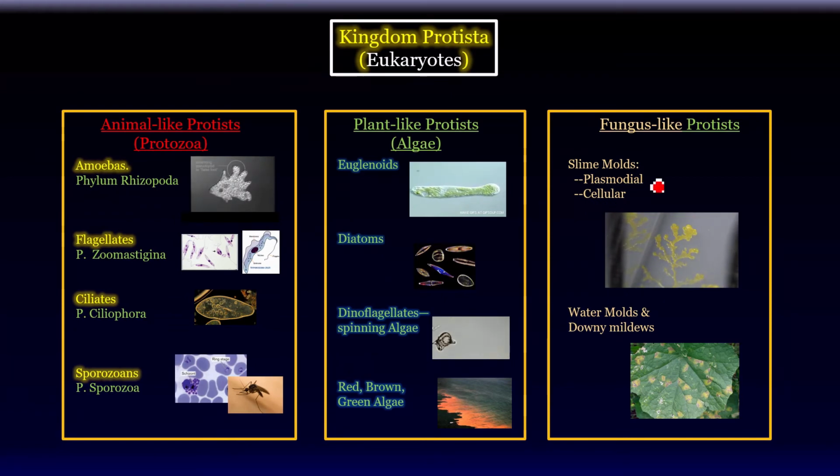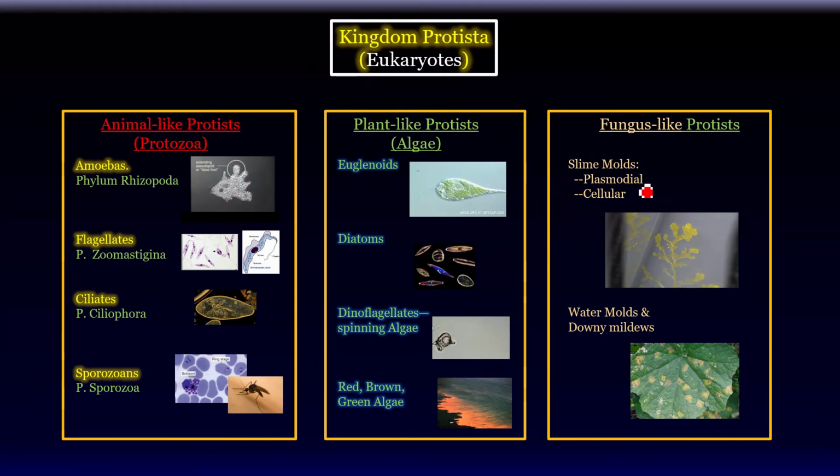Now, don't confuse this plasmodial mold with Plasmodium, the protozoan that causes malaria: Plasmodium falciparum, Plasmodium malariae, Plasmodium vivax, all those things. They have the same first name, but their last name is different, so to speak. You know what I'm saying? So they are different things, different species. There are two types of slime molds: a plasmodial slime mold and a cellular slime mold, and we shall look at these.